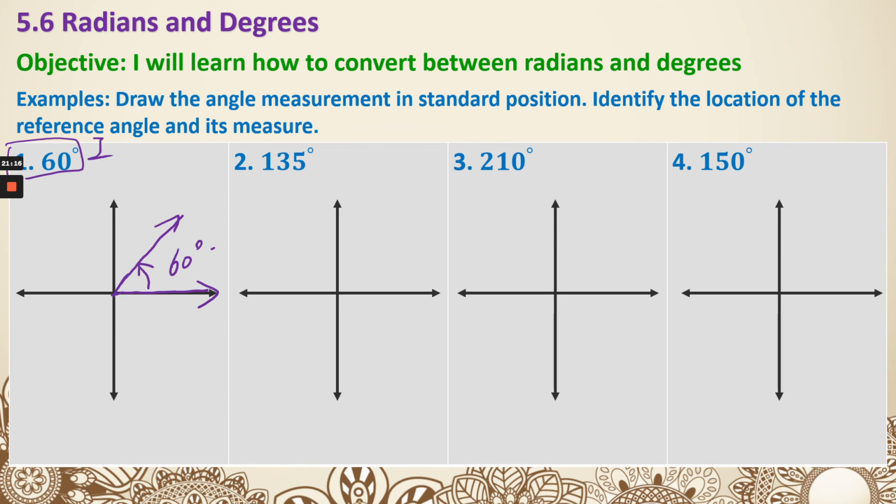Next, number 2, 135. You don't quite know how to tell where they should be. Well, this is 0 degrees, and that's 90 degrees, that's 180 degrees, that's 270 degrees. So clearly you can see where 135 should be. It's between 90 and 180. It's around here. That's my initial side. I have a terminal side. This is the actual angle of 135 degrees.